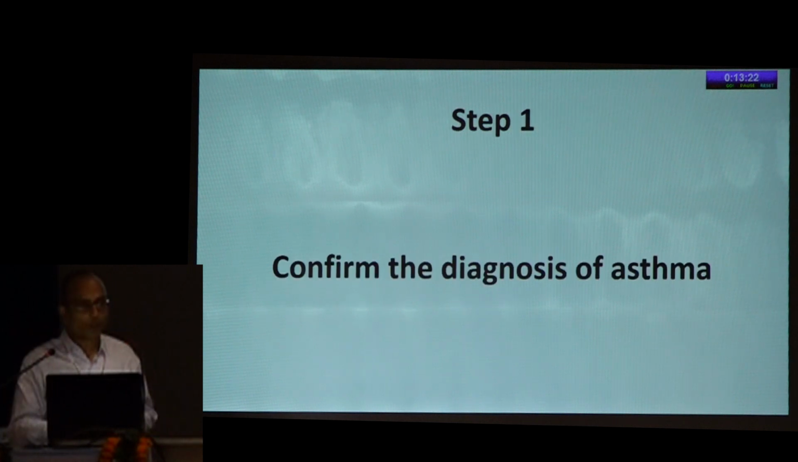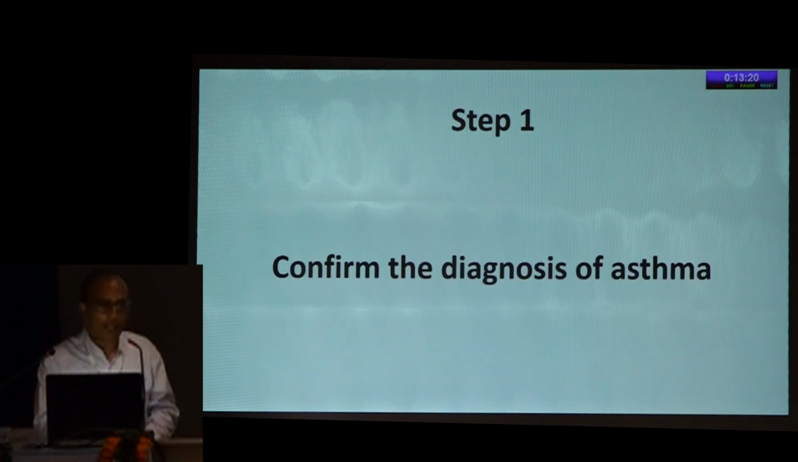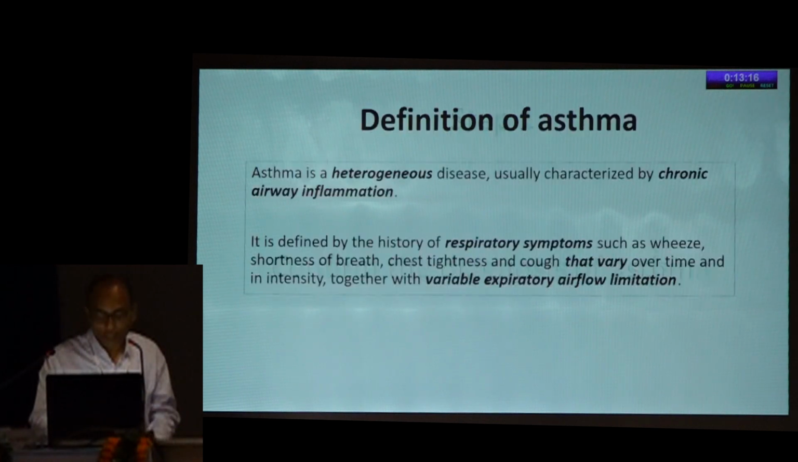Now, the problem with diagnosis of asthma is it's a clinical diagnosis, and no single investigation will give this. So the two words are, it's a heterogeneous disease, there is a chronic airway inflammation, and then there are a set of respiratory symptoms like wheeze, somebody saying I have shortness of breath, chest tightness, cough. And the most important word here is they vary. There is variability of symptom, day to day variability, within day variability. That makes it more like asthma.